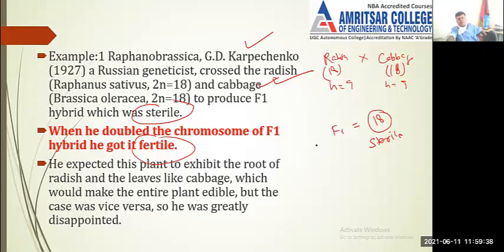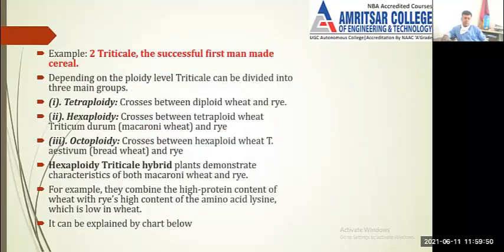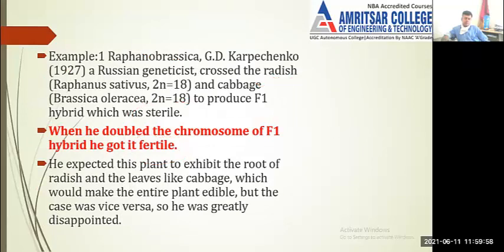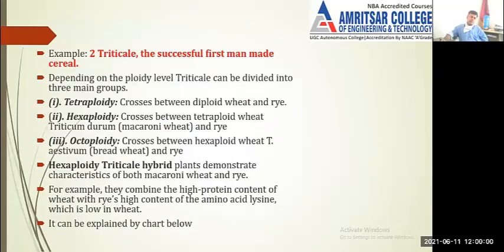That scientist was disappointed when he observed that this plant was sterile. He had no idea what to do. Then someone gave the idea that it must be treated with colchicine to increase the chromosome number. Then they become fertile. What is triticale?